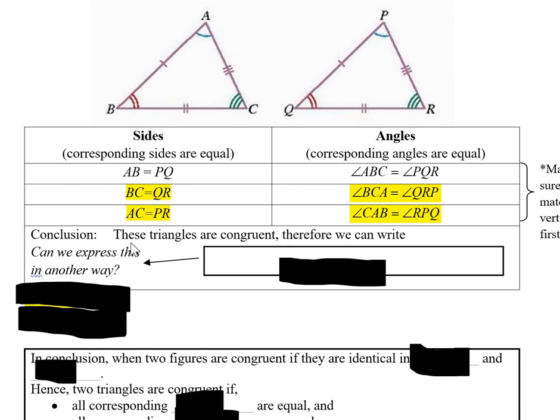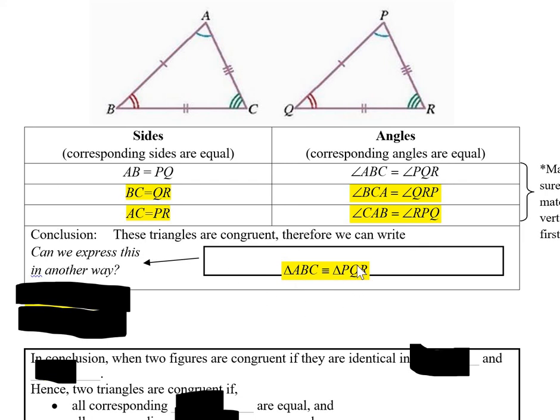Now for the conclusion, these triangles are congruent. Therefore, we can write this down: triangle ABC is congruent to triangle PQR. Just take note of the sign. Instead of an equal sign, it should be a sign with three horizontal lines. This will indicate that these two triangles are exactly the same. In other words, they are congruent.